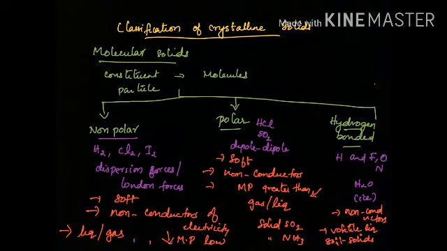So these are the main three classifications of molecular solids: non-polar molecular solids, polar molecular solids, and hydrogen bonded molecular solids, depending upon the force of attraction between each other. Non-polar molecules are like hydrogen, chlorine, iodine. The force of attraction between them is dispersion forces or London forces. For polar molecules, it is dipole-dipole attraction. For hydrogen bonding, the force of attraction is hydrogen bonding itself.